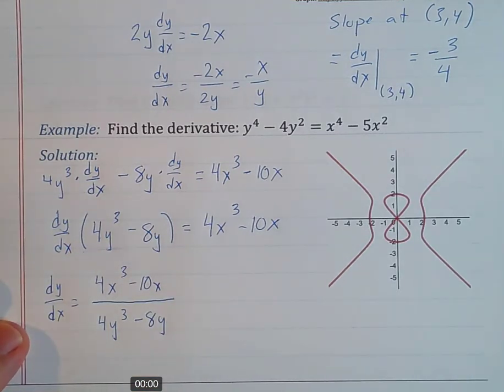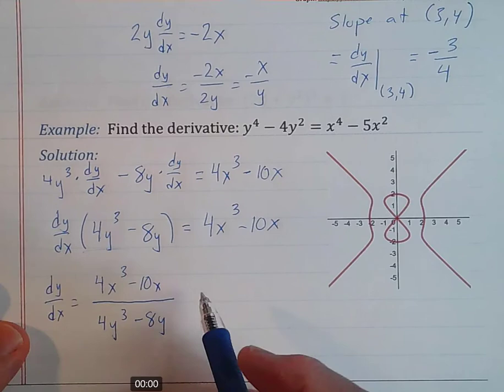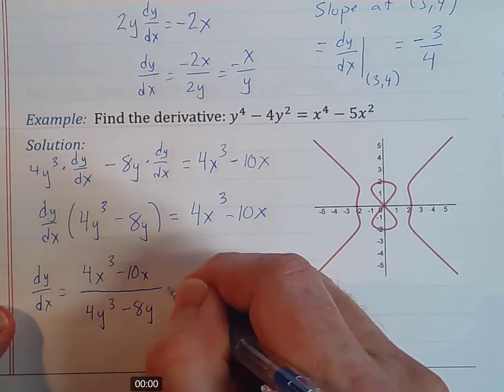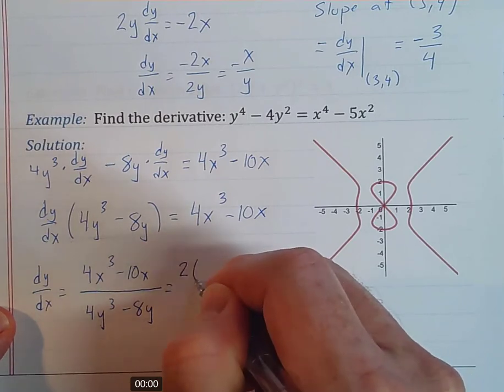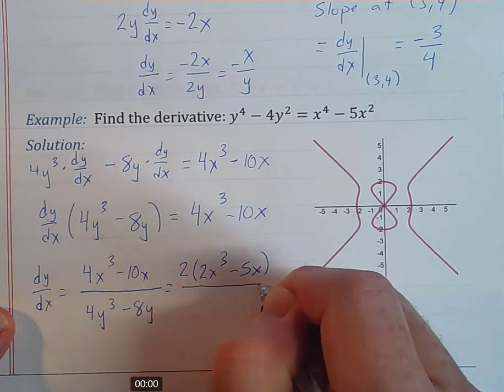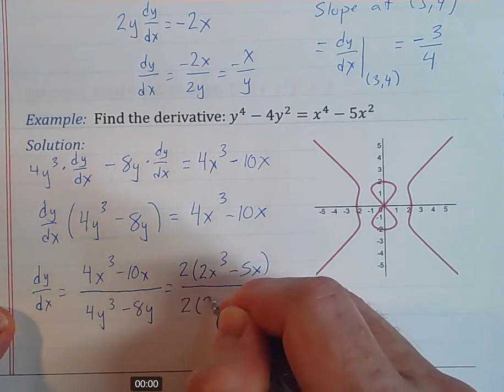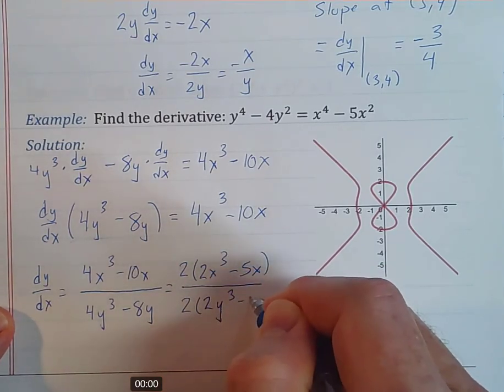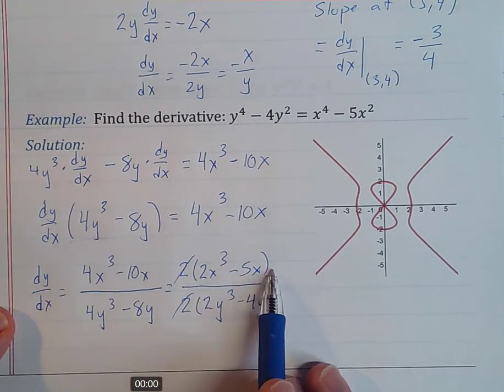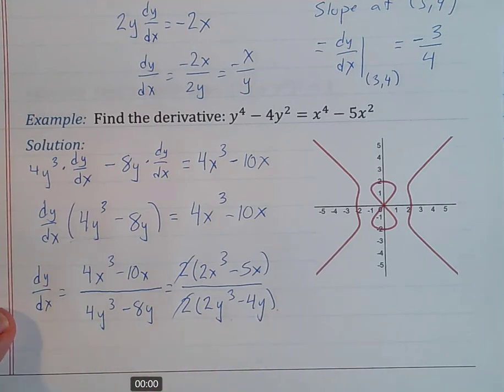So I've got an expression here. I could clean this up a little bit. If I factor a 2 out of the top, I get 2 times 2x cubed minus 5x, and 2 times 2y cubed minus 4y. Make sure I did that right. Yeah, that looks okay. And then those 2's could cancel out. That would just leave me with 2x cubed minus 5x over 2y cubed minus 4y, and that's my derivative.